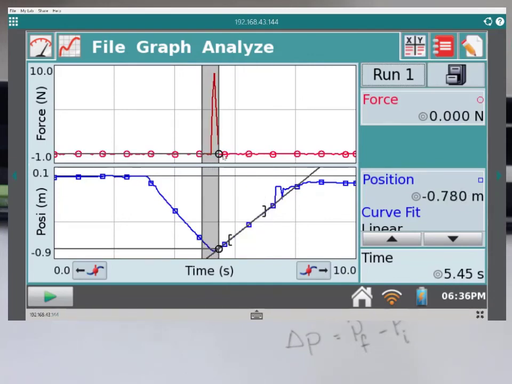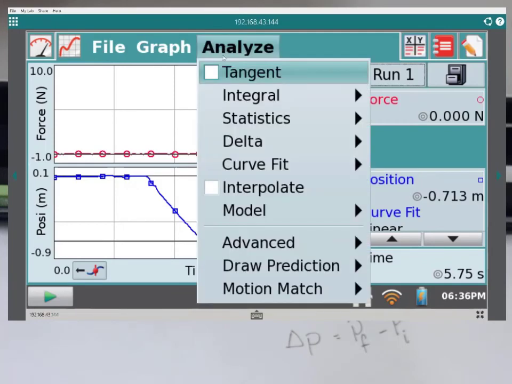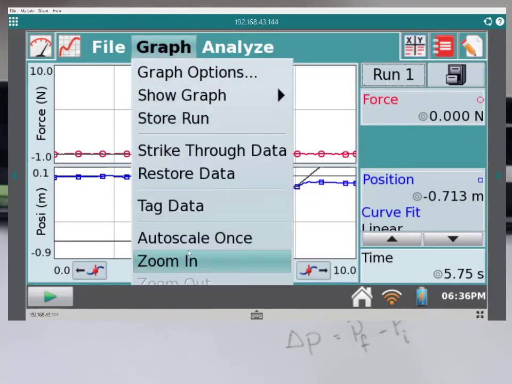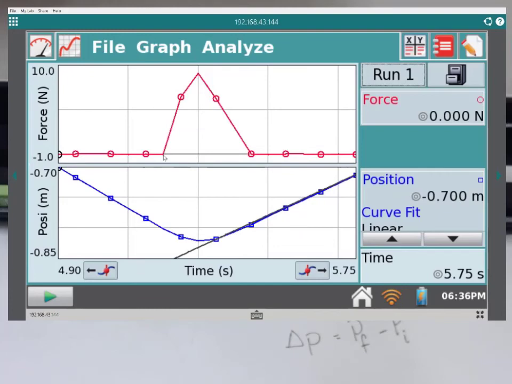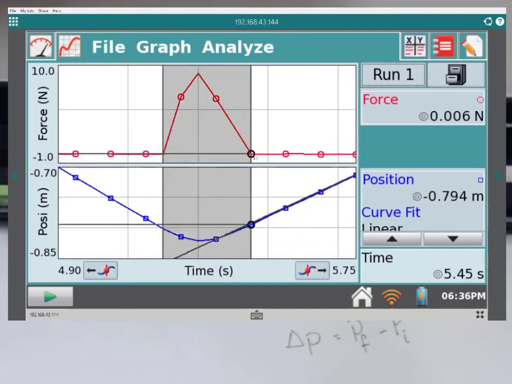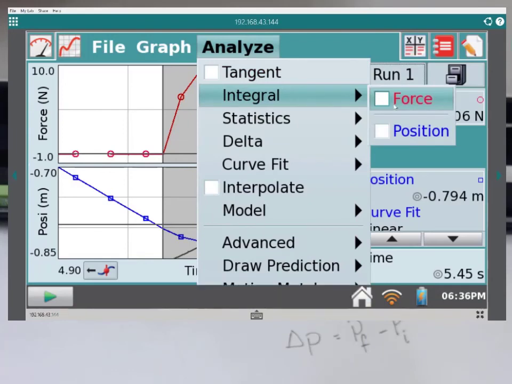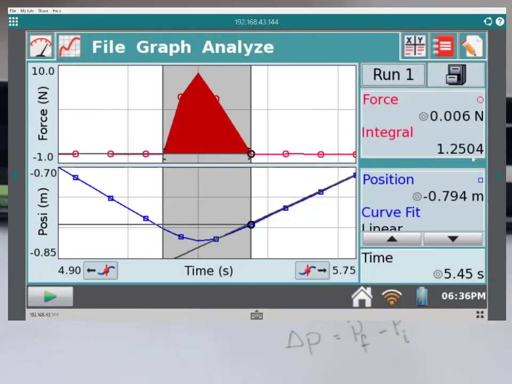Now we're going to go get our impulse delivered to our cart. So impulse is force times time, so we're back up in the force versus time graph, or the red function. Let's zoom in first, see what kind of weird shape we got. It's looking pretty consistent. Alright, let's find that integral, or the area under the curve, which will be equivalent to our impulse delivered to the cart. Force multiplied by time. Compare that to our change in momentum.